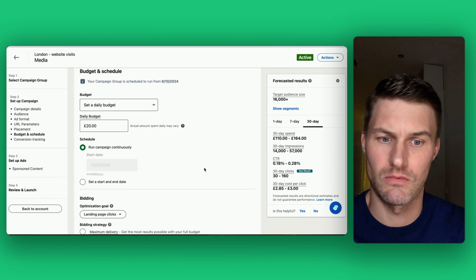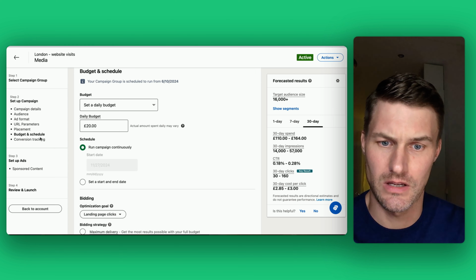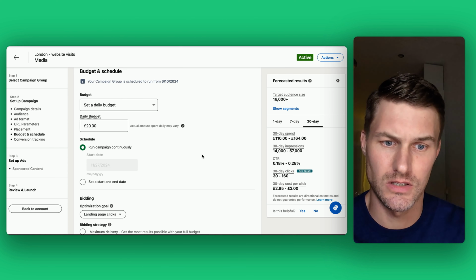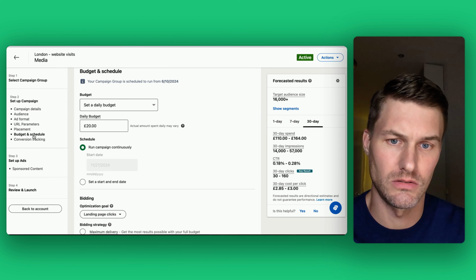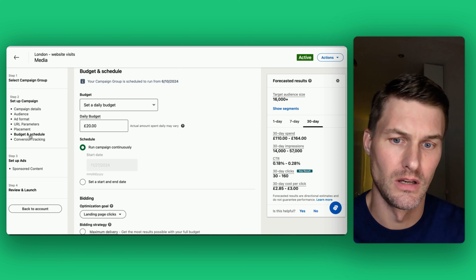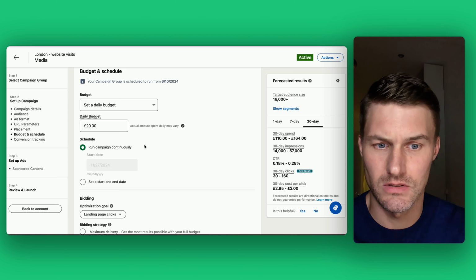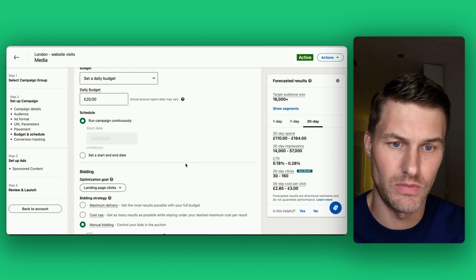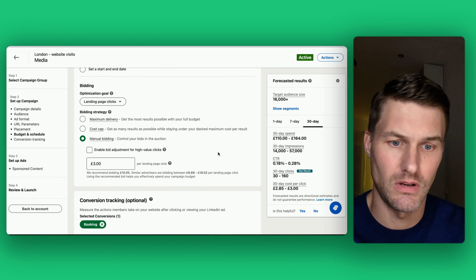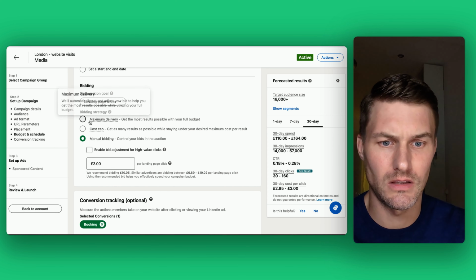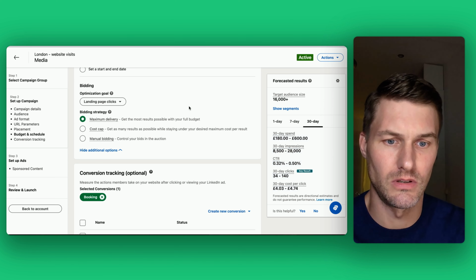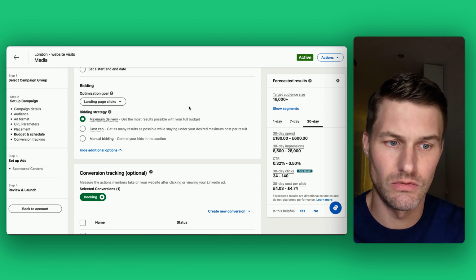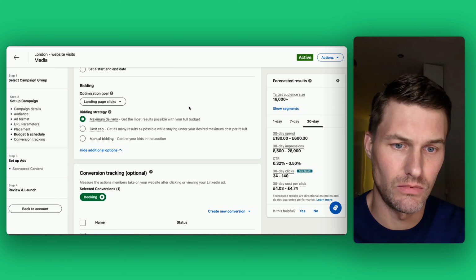So let's look at one of the campaigns that I'm running right now. The bidding is set up under the budget and schedule. So you go to the campaign editing and you go to budget and schedule. And here you can see that I have set up a daily budget of £20 and I'm running a campaign continuously, and there are the bidding options. Normally, by default, you would get this option. Every new LinkedIn ad campaign would default to maximum delivery.